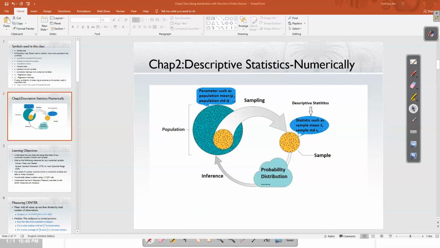So in this course, we're going to focus more on numerical variables because that's the most common variable that we're dealing with in statistical analysis. Categorical variable, we can't really do much about it.